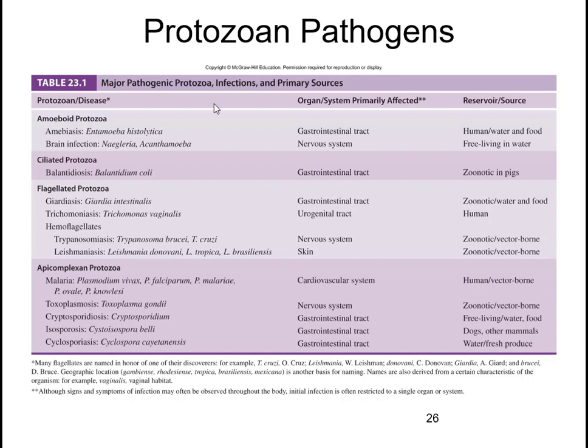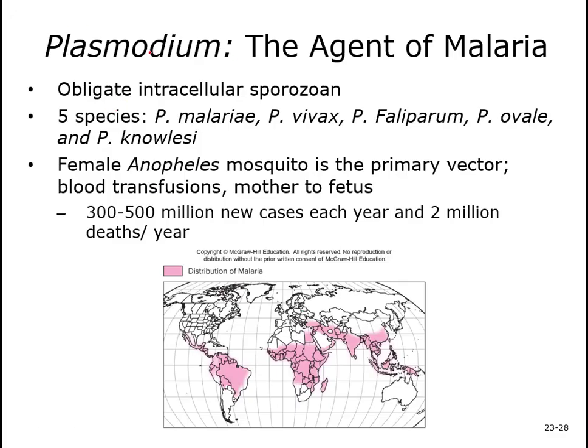Our final group of protozoa pathogens are the apicomplexan pathogens. Remember, these protozoa have no form of motility, so they're non-motile. And you can see there's a few different ones. So the first one we're going to talk about is called Plasmodium. Plasmodium is the genus name of this apicomplexan protozoa.